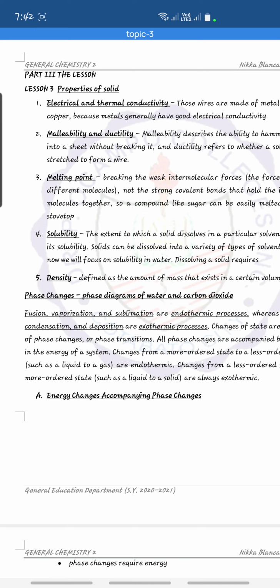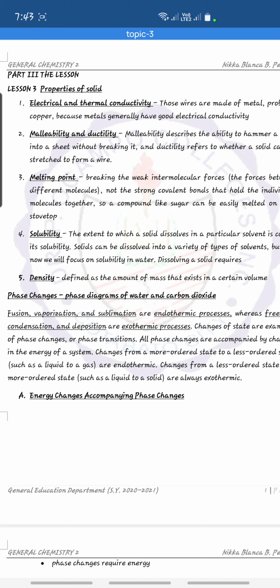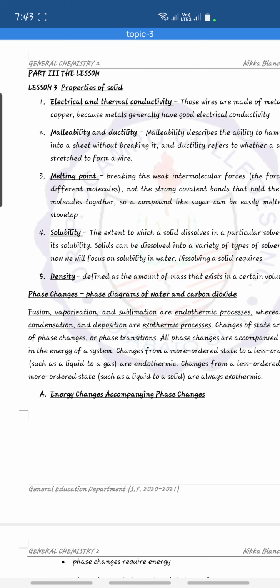Next we have malleability and ductility. This is very well known with regard to the different metals pertaining to a solid, because you already know what is malleable and what is ductile. Malleability describes the ability to hammer a solid into a sheet, meaning a certain solid can be hammered into sheet form without breaking it. Aside from malleability, we also have ductility. Ductility refers to whether a solid can be stretched to form a wire. That is also a property of a solid.